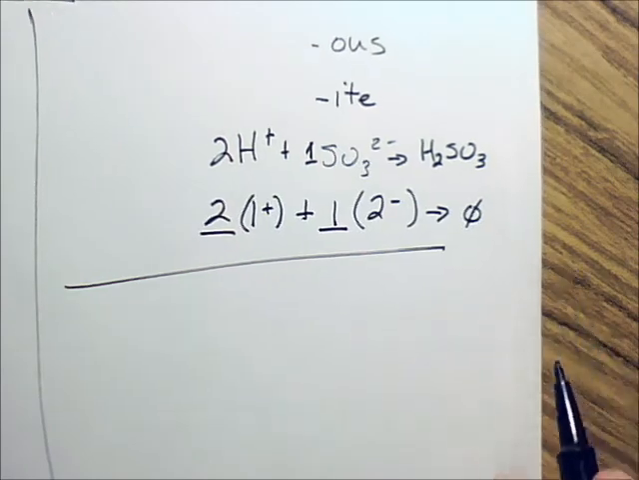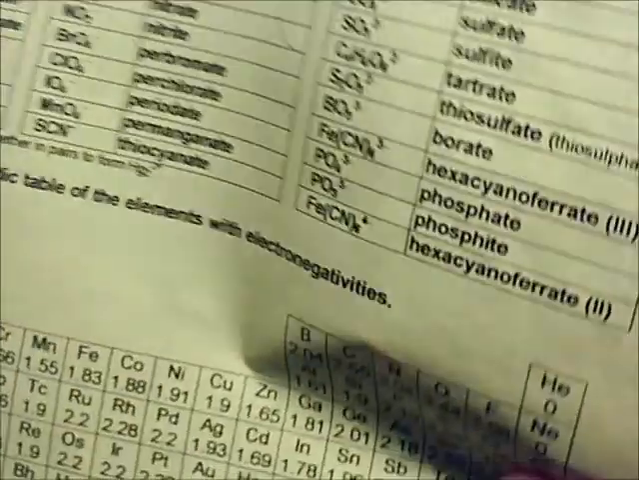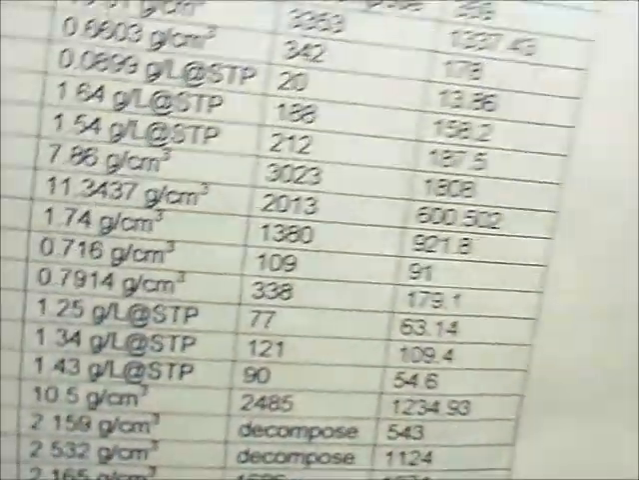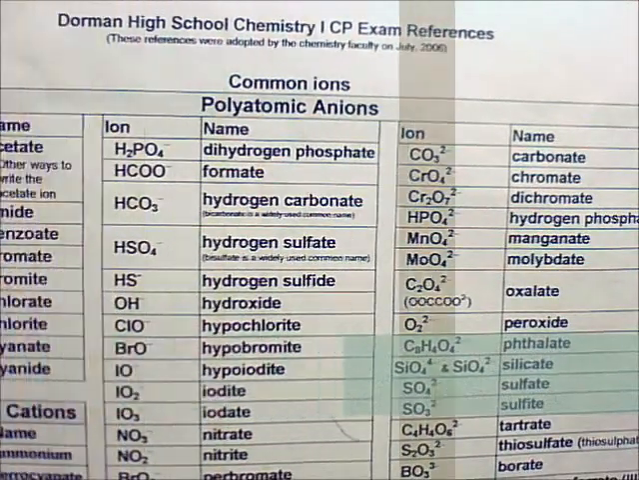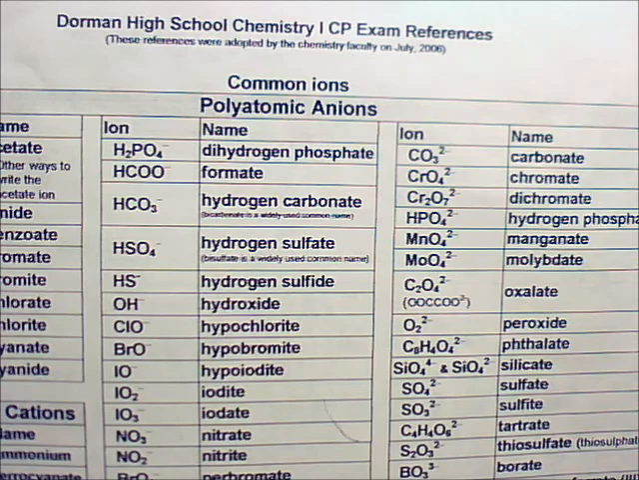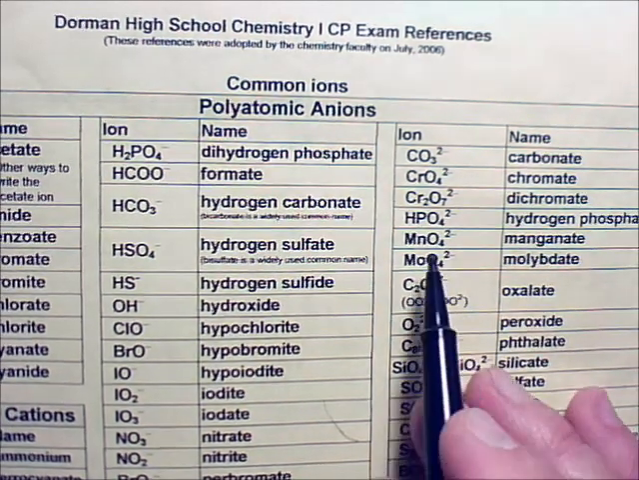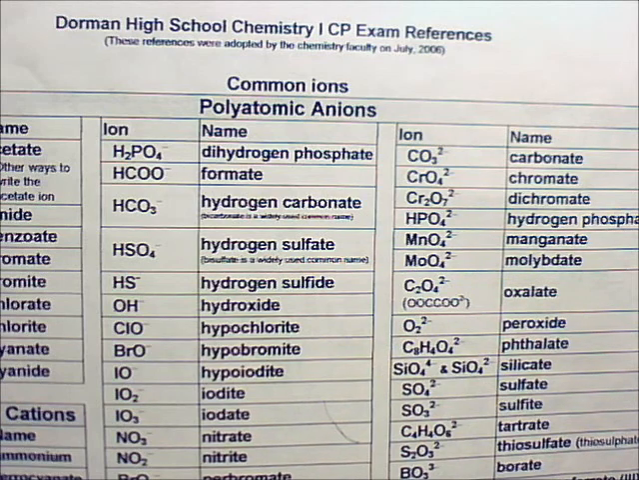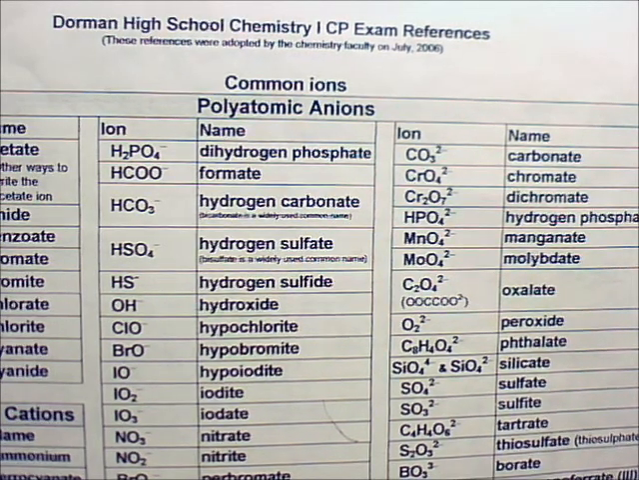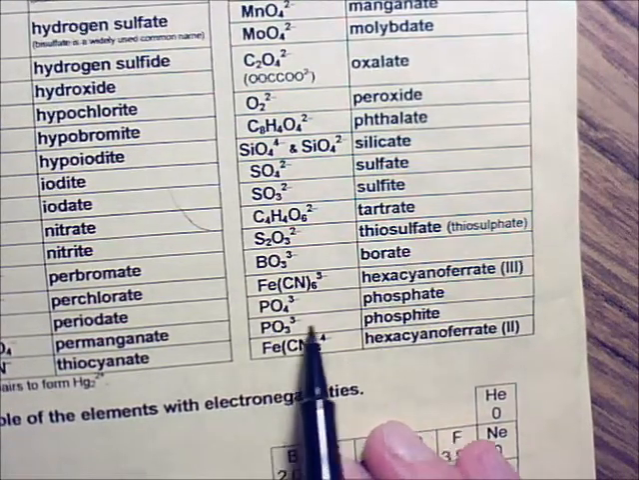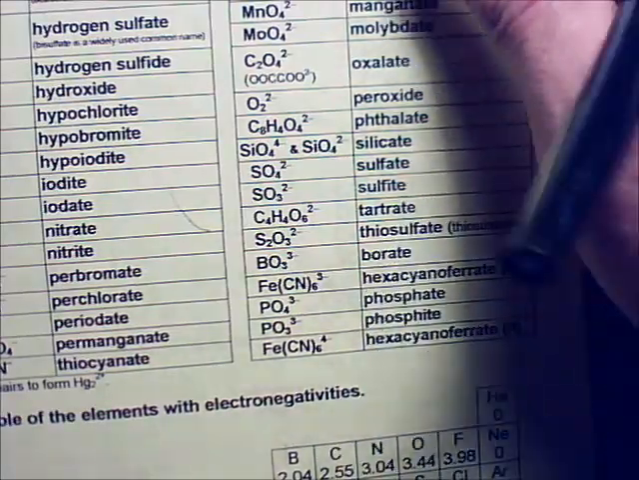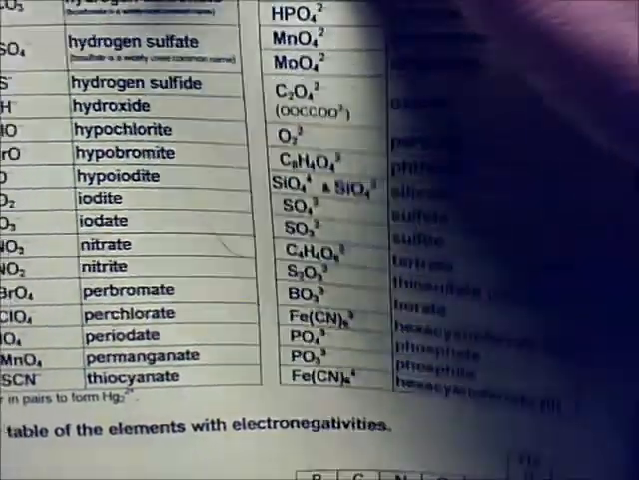H3PO3. Okay. So then you go again to the test references, and you'll have this list on the test. We're looking for the same list that I was mentioning to Brandon a minute ago, the common ions list. Okay. And you said H3PO3. Okay. So let's find PO3 here. There's PO3 right there. Phosphite. All right. So I'll put that down on the paper. Phosphite.